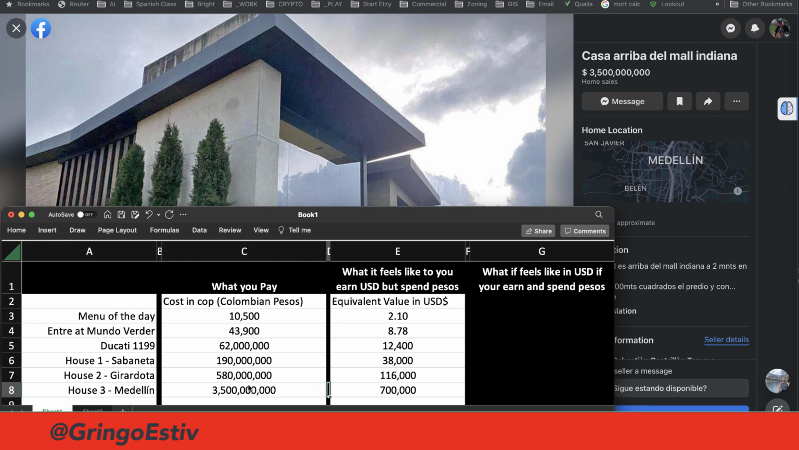So equivalent US dollars, 700,000 equivalent US dollars. A lot of people in the US can't buy that house, right? Let's just face it, right? That's a tough buy for most people. Now in Northern Virginia where I live, there are plenty of houses around me that are at least $700,000, but not everybody can buy them, right? So this quick reference is important.